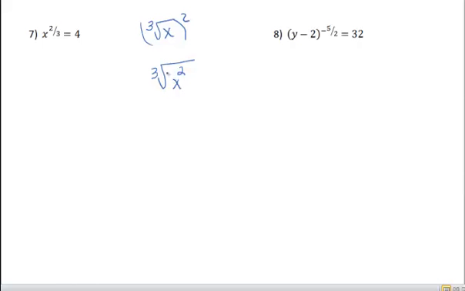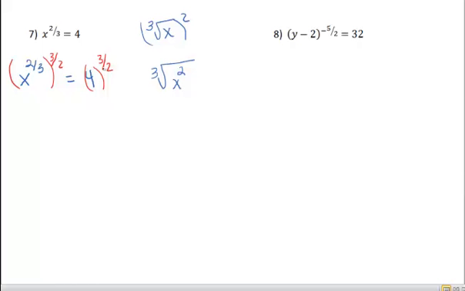Well, to get rid of a cube root, wouldn't you cube it? And to get rid of a square, wouldn't you square root it? Well, if that's the case, it's the same thing as raising it to the reciprocal power. So what we want to do is take this equation, let me just rewrite that so we can see what's going on. X to the 2/3 equals 4. We're going to take that power and reciprocate it. So we raise it to the 3/2 power.